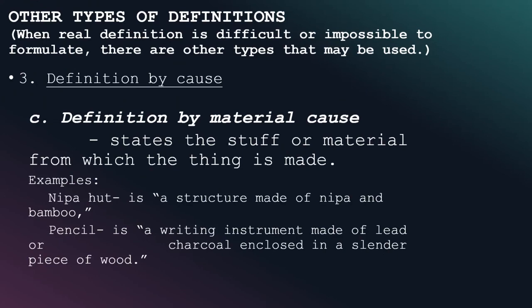Definition by material cause states the stuff or material from which the thing is made. Example, nipa hut is a structure made of nipa and bamboo. So, in this example here, we're trying to state the stuff or material kung saan or paano siya ginawa. Pencil is a writing instrument made of lead or charcoal enclosed in a slender piece of tube. So we're trying to look into the source kung paano nagawa yung bagay na yun.